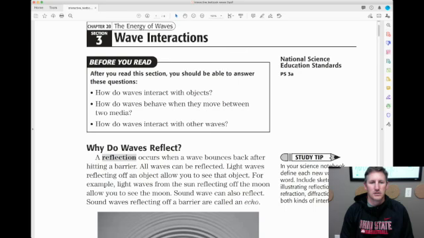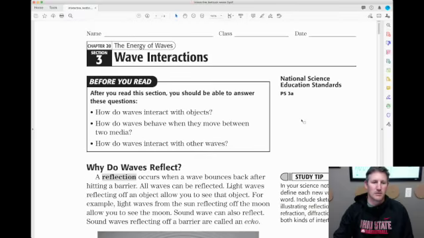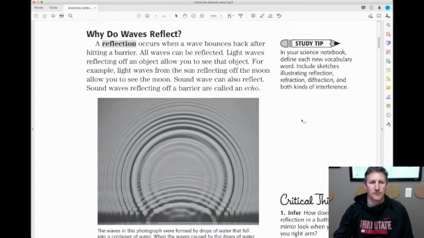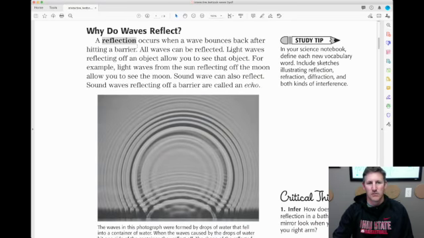Today what we're going to talk about is how do waves interact with objects, how do waves behave when they move between two media, and how do waves interact with each other. The first thing we're going to talk about is why do waves reflect? So we're talking about reflection here.